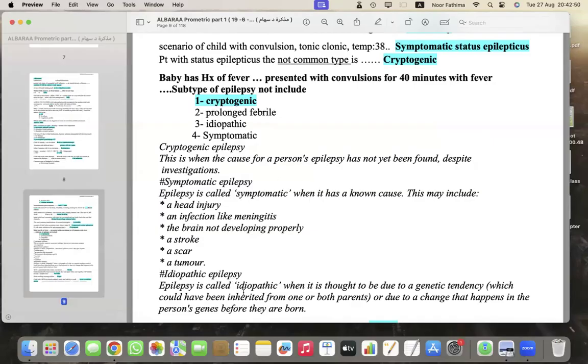For example, epilepsy is idiopathic when it is thought to be due to a genetic tendency, which could have been inherited from one or both of the parents, or due to a change that happens in the person's genes before they are born. So genetic causes usually mean idiopathic epilepsy, and symptomatic is if there are symptoms.